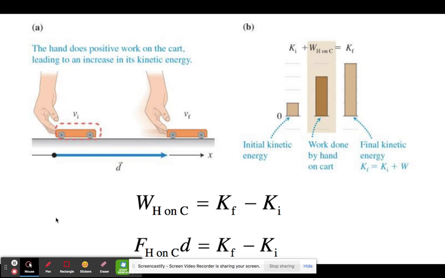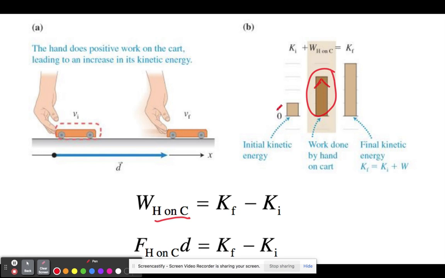So let's look at this another way. If your hand is applying a positive work to a car, your hand is causing the car to speed up. So we can do work from the hand on the car. Work from the hand on the car is going to be equal to the kinetic energy final minus my kinetic energy initial. If we look at a bar chart, we could look at it this way. The one we usually look at would be like the circle, and we'd see these arrows going in. There are different ways to look at it.